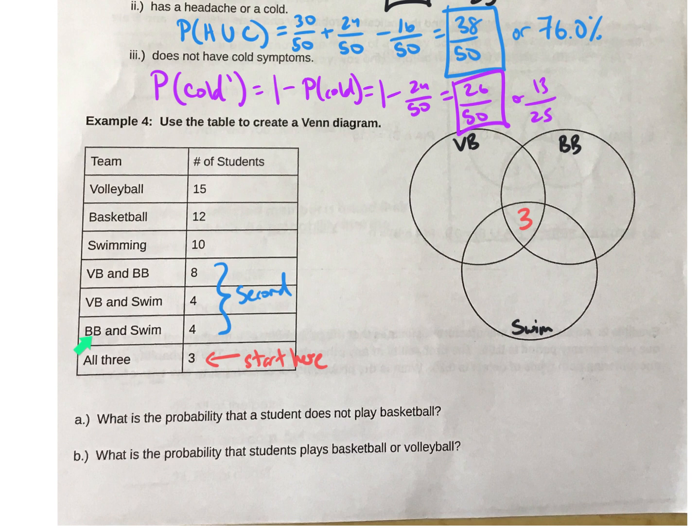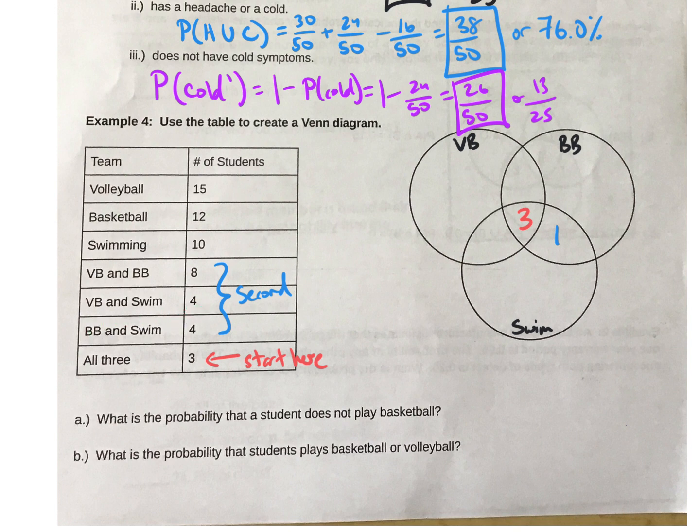So if there's 4 people that are involved in basketball and swimming, so basketball and swimming, 4 total. Well, 3 of those are involved in all 3. So 4 minus 3 means there'd be 1 that would just be basketball and swimming, because there's 3 others that are involved in basketball, swimming, and volleyball. And then from here, I can fill up the rest.